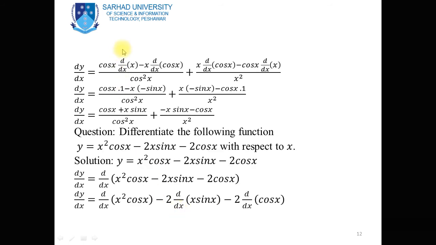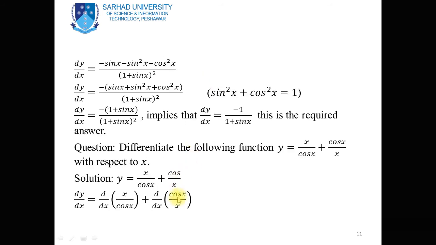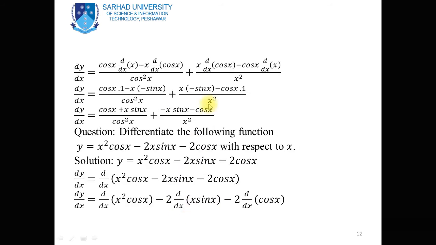Now the quotient rule for the first term: first function as it is, derivative of second function minus second function as it is, and derivative of first function, divided by the square of the denominator. Plus now the quotient rule for the second term. In the second term, x is the first function, so first function as it is, derivative of second function minus second function as it is, and derivative of first function, divided by the square of the denominator. Now the derivative of x is 1, and the derivative of cos x is minus sine x, and the derivative of x is 1.